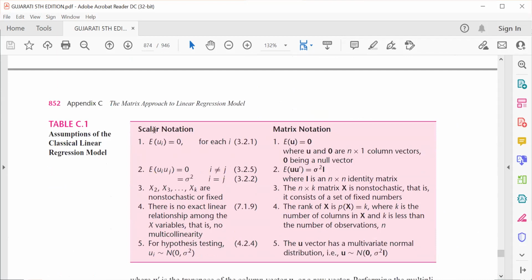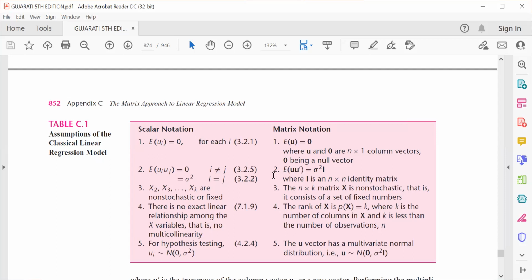We have the assumptions in scalar notation and matrix notation. First, in matrix notation, the expected value of the residual is 0. We can write it like this: the expected value of mu is 0. This means the mean value of the residual is 0. Then we have the expected value of mu times mu prime is sigma square I.